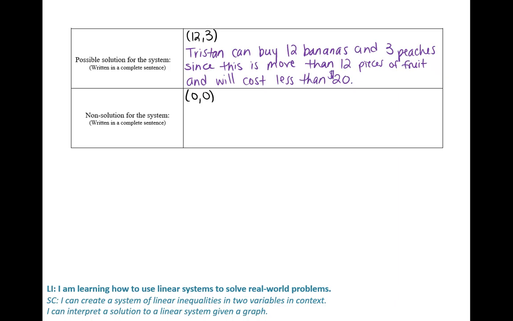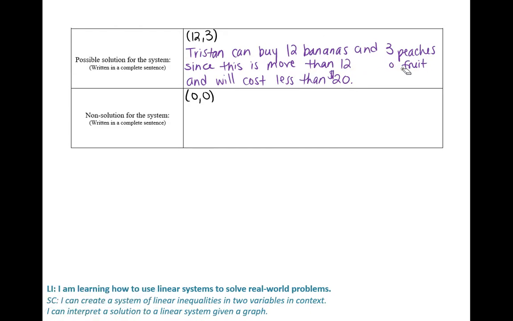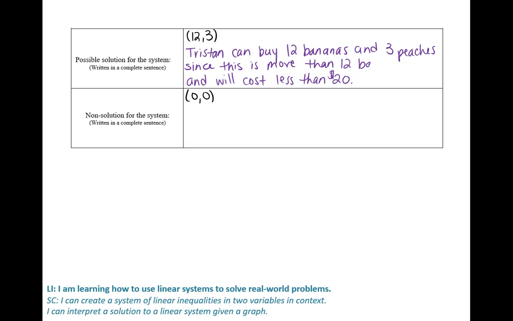So not only am I saying the solution of 12 and 3, but I'm putting it in context, so 12 bananas and 3 peaches, and I'm also noting how it reaches the criteria that we set. In fact, on the second one, I'm going to use that word criteria. So the criteria was we had to have more than 12 pieces of fruit, more than 12 bananas and peaches. In fact, I might even, sorry, I know I put pieces of fruit, but I might even change that just to make sure it's super clear. But you're fine if you wrote pieces of fruit, that's what I wrote, but I'm going to switch it. I think I like bananas better. Bananas and peaches. There we go. And will cost less than the $20. So those were the 2 things we had to do.